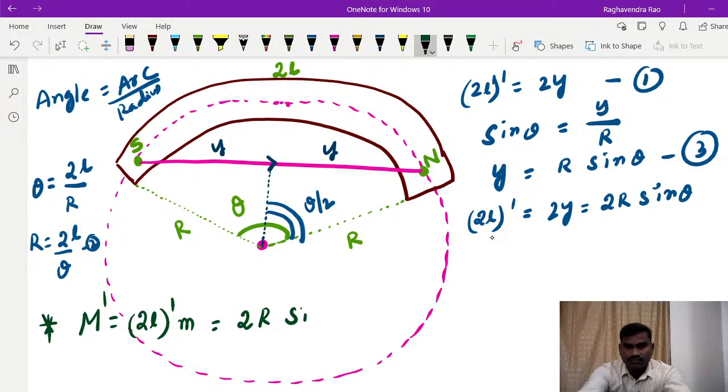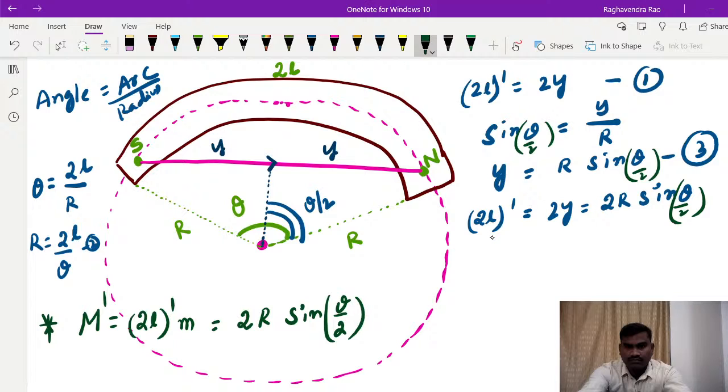2r sin theta by 2. Not this only, we have taken sin theta by 2. So 2r sin theta by 2. Sin theta by 2 is equal to y by r. So y is equal to r sin theta by 2.